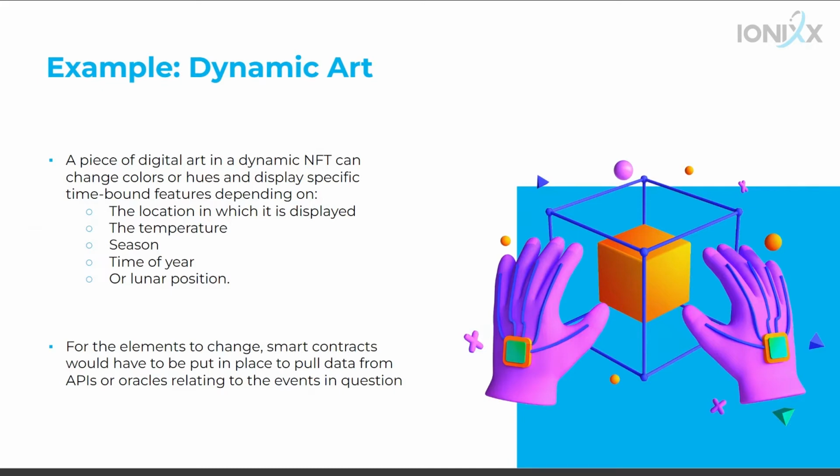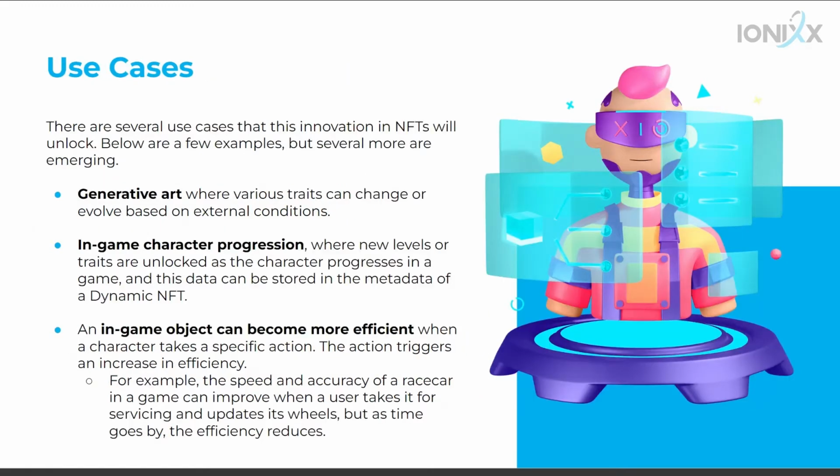So the first example is art. I think art's the easiest example to understand. There's other use cases that are pretty cool as well. So generative art was the first one. The second one is, let's say, in-game progression, where new levels or traits of a player in a game are unlocked as the character progresses.